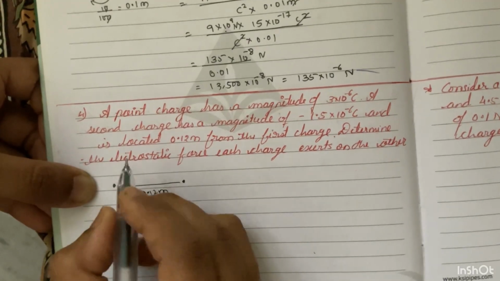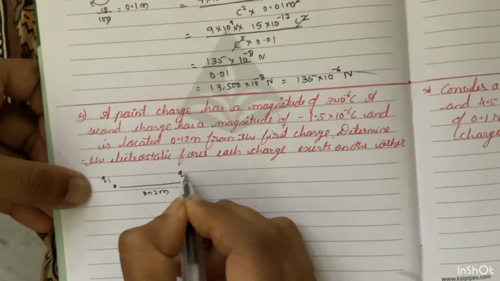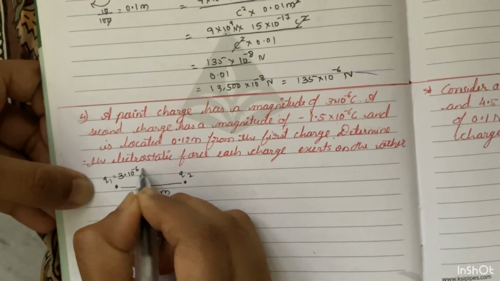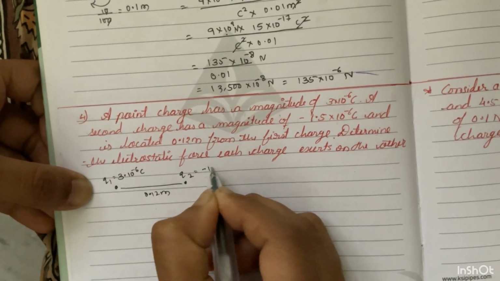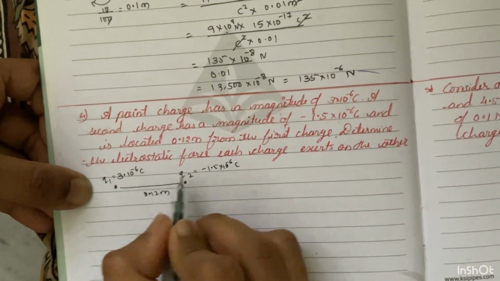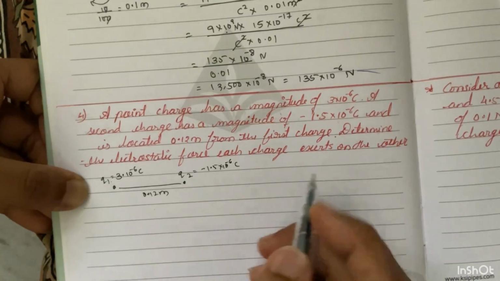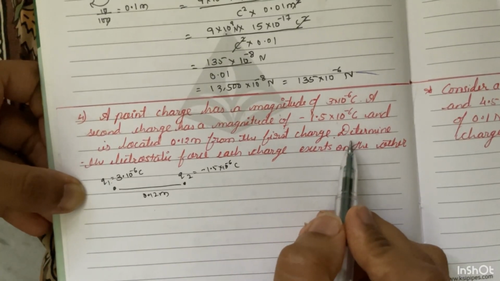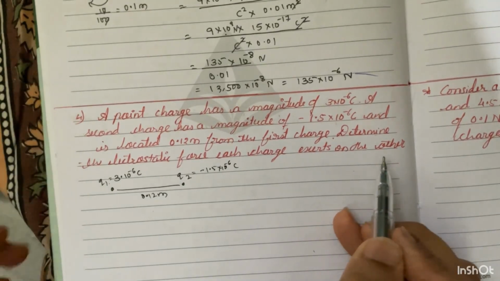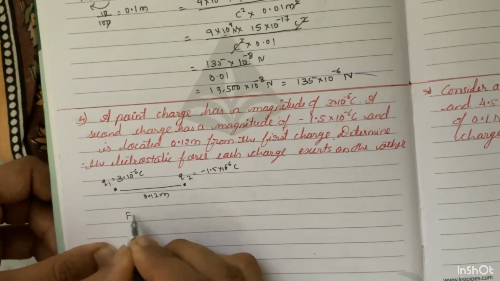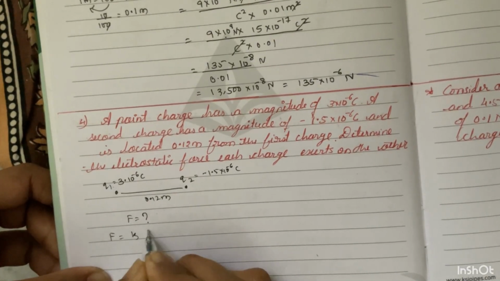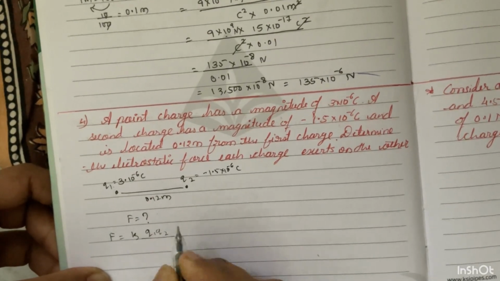Okay, now I'm going to write here, this is q1, this is q2, and I'm going to write whatever value has been given. Okay, and for q2, which is negative 1.5 into 10 raised to the power negative 6. So one is positive, another is negative, so there is attraction between them. Now by using these values, they are asking us to determine the electrostatic force each charge exerts on the other here. So they are asking us to calculate the force, which equals question mark. So the formula is force equals k q1 q2 over r squared here.